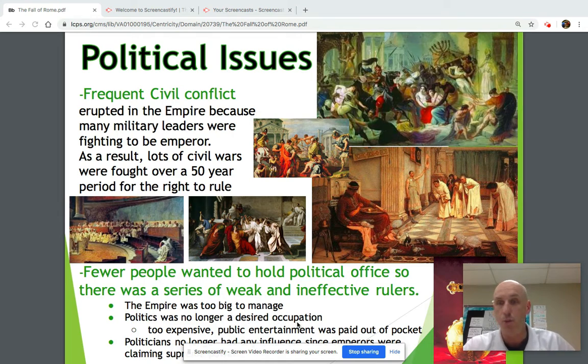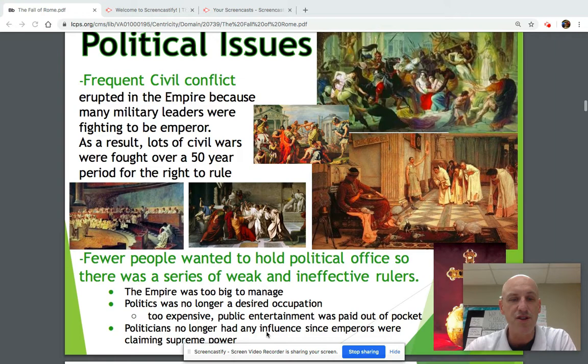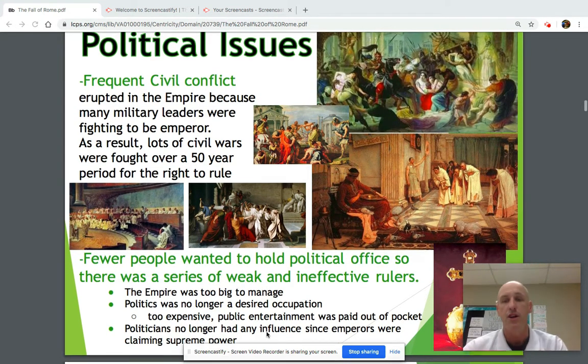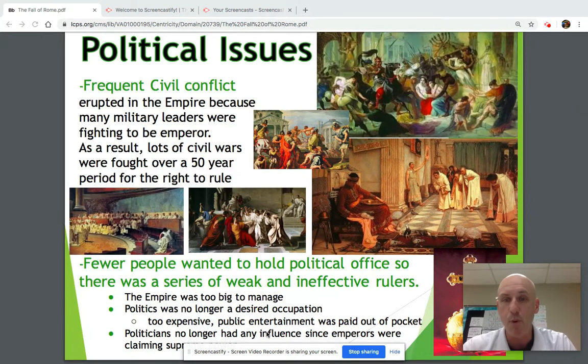This is an issue. People have got to want to be in there. It had become too expensive. Public entertainment was paid out of pocket. And politicians no longer had influence since emperors were claiming supreme power. So individuals, the emperors, were taking all the power and nobody else had any. So there was a lot of political corruption.